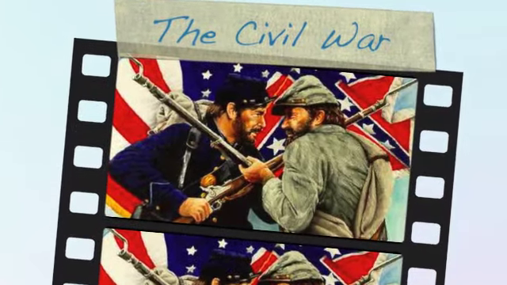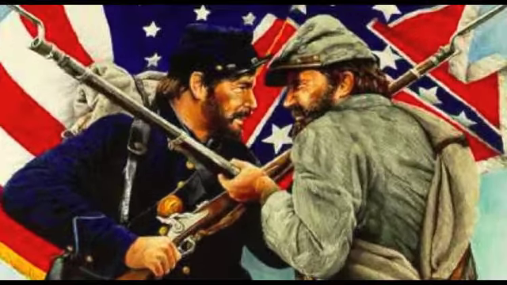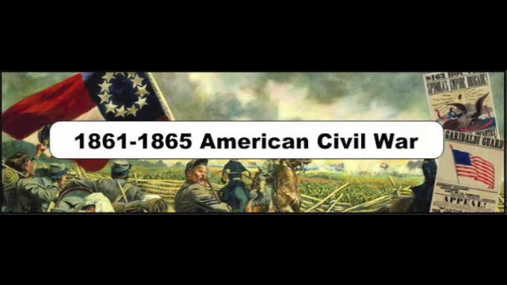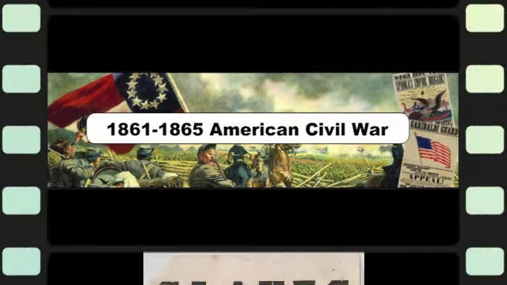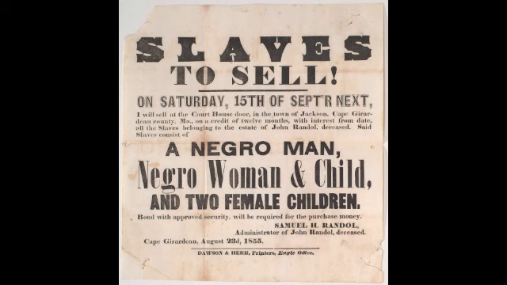The Civil War was a war between the northern states and the southern states. It lasted from 1861 to 1865. Probably the main reason for the Civil War was the issue of slavery. The southern states, being more agricultural, would use the slaves to work the farms, the plantations. The northern states had more industry.